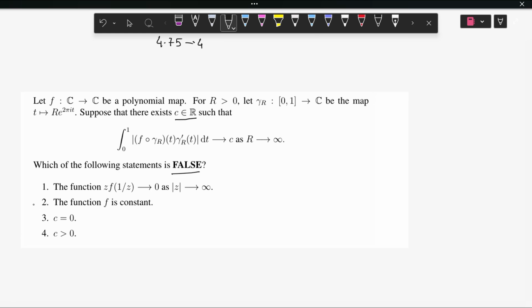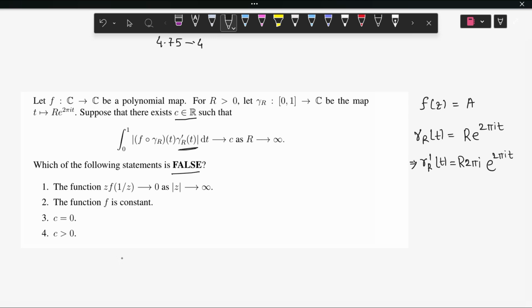Option 2 में क्या बोल रहा है, f constant है। So let us consider f of z to be a constant number a. I do not know anything about it. It can be positive, it can be negative, it can be any complex number, it can be 0. I do not know anything about it, but a constant. Now gamma r of t is given by r e to the power 2 pi i t, ठीक है ना। So then gamma r dash t, let's calculate, which is equal to r 2 pi i e to the power 2 pi i t, ठीक है ना। So I calculated gamma r dash t.